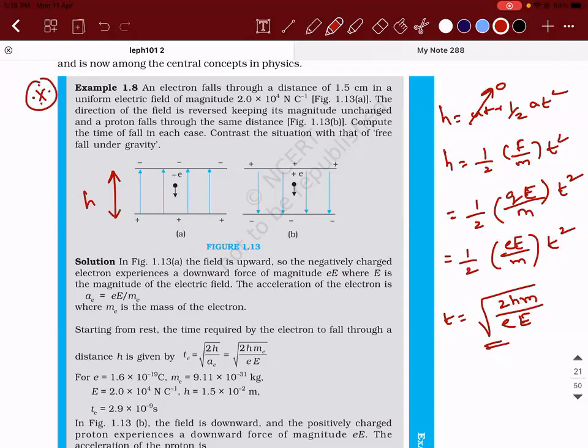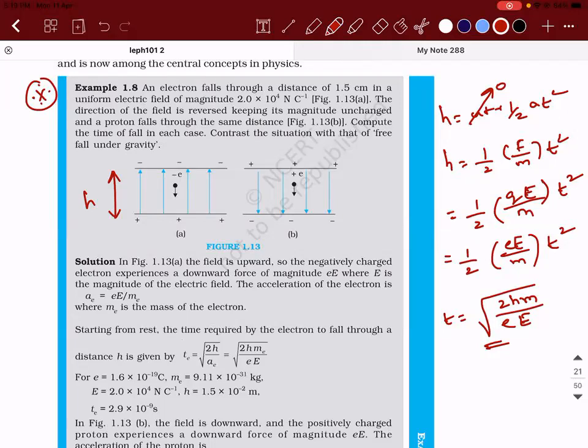Because force is what? Force is Q into E. This force that I wrote here is the electrostatic force. Electrostatic force is equal to Q into E. That is what I wrote. Instead of Q, I replaced it with E. Is that clear? Now, how to do the next one?